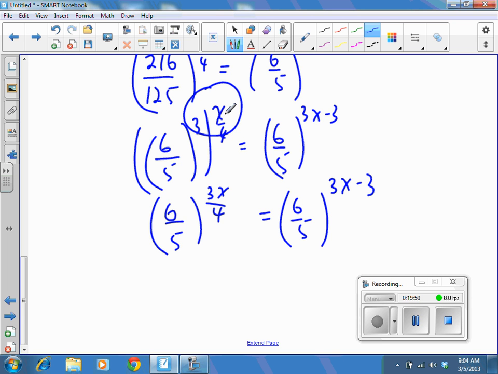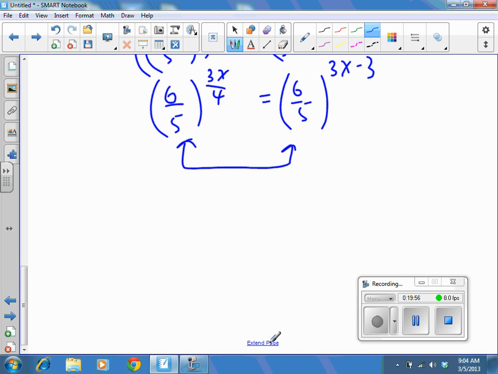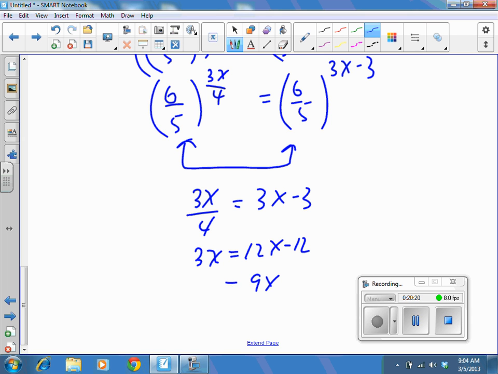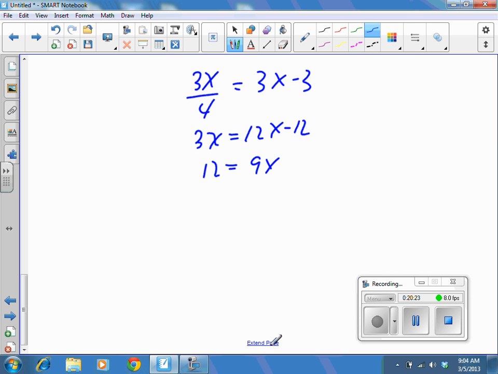So I multiplied the exponents. And now when the bases are the same, you can equate the exponents. Now you're just solving this simple equation. Multiply both sides by 4. Subtract 3x from both sides. Add 12 to both sides. Divide both sides by 9. So x is equal to 4/3.